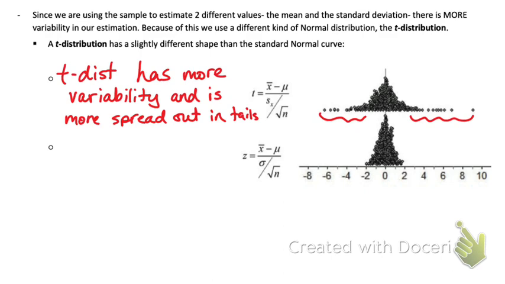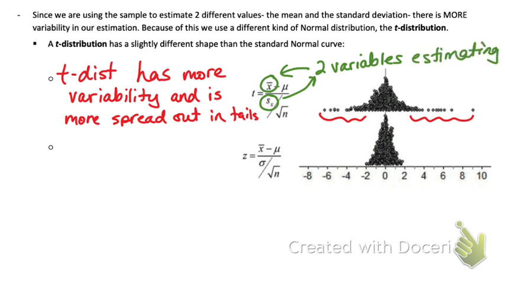It is still unimodal. It is still symmetric. It still centers around zero. It's still going to have standard deviations that we're going to be using as our critical values. All of that stuff's going to be the same. The difference is that we have two levels of variability, okay? So again, our two variables, we have x bar and s sub x. So we have two variables estimating the true values.